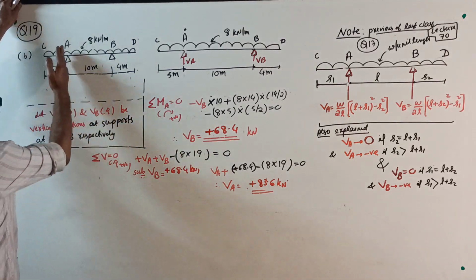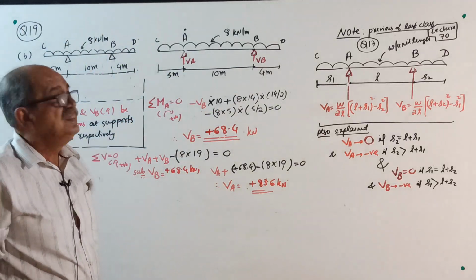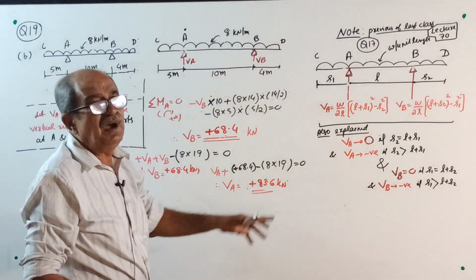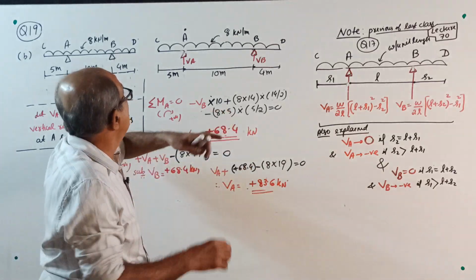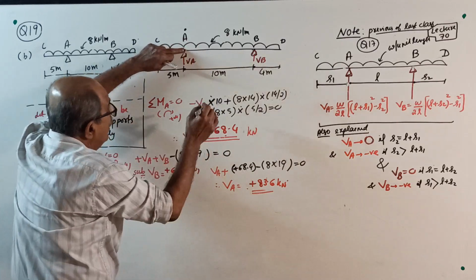As usual, upward reaction assume. Put a neat sketch. Now, start. Take moment about A. I will explain only once. Next time I will write and stop. See. Take moment about A. Those who want, I will write a note here.